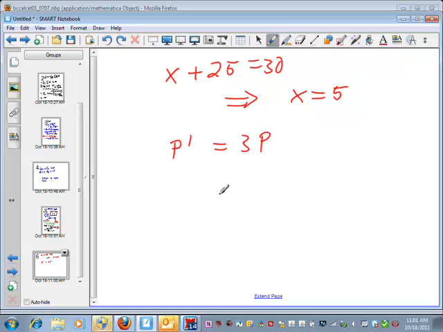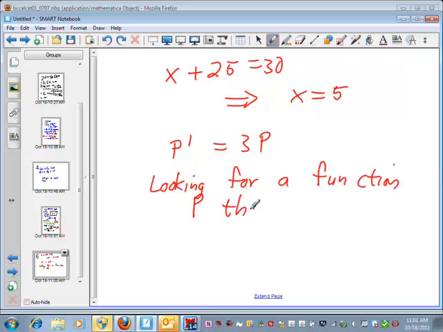This is another type of equation. The first is algebraic because the operations here are algebraic. This is a differential equation because the operation here is differentiation, right? And so now, where I was looking for a number that solves this, here we're looking for a function p that solves this.